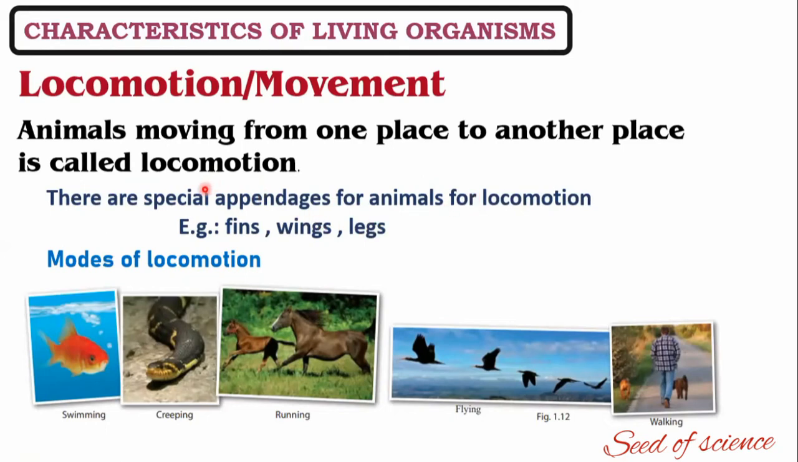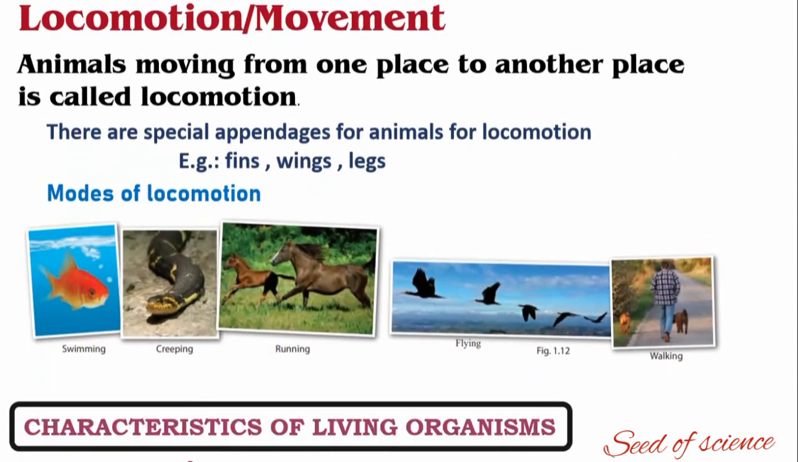And there are some modes of locomotion, right? So here you can see fish, the mode of locomotion is swimming. If you take snake, it creeps. Horse, it runs. Birds fly. And humans or other animals walk, like dog, cat walk, right? So these are the modes of locomotion: swimming, creeping, running, flying, walking. These are the modes of locomotion, right?